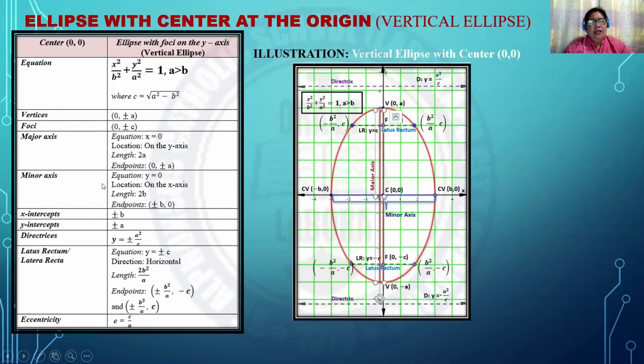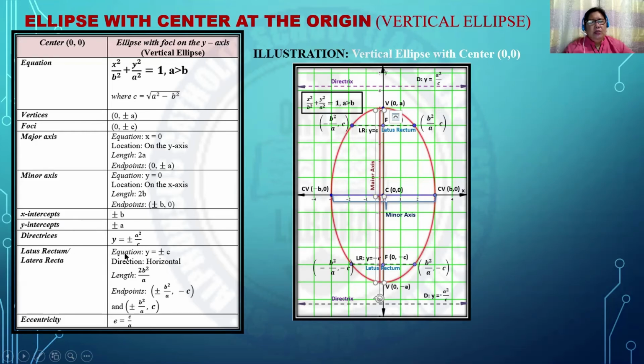For the minor axis, we have the equation y is equal to 0, location on the x-axis. The length of the minor axis is equivalent to 2b, and the endpoints are positive, negative b, 0. The x-intercepts are positive, negative b. The y-intercepts are positive, negative a. For the directrices, the equation is y is equal to positive, negative a squared over c.